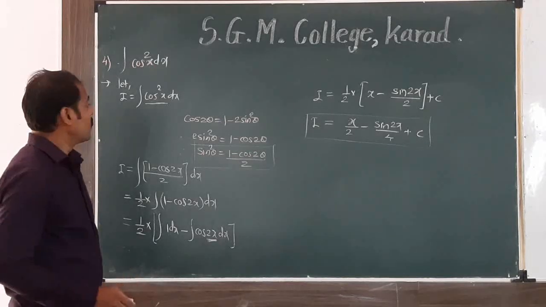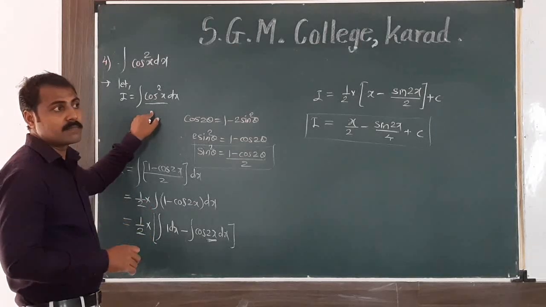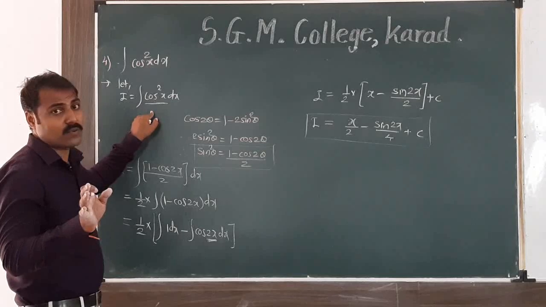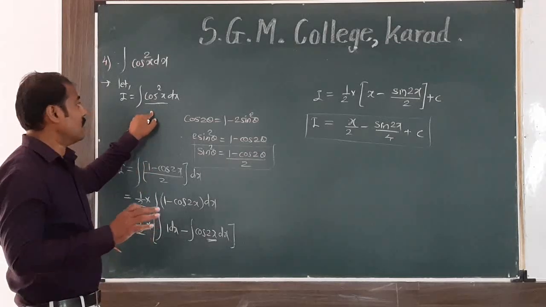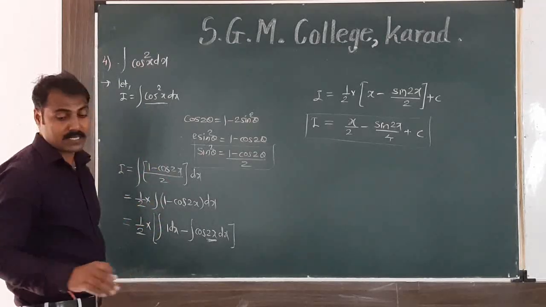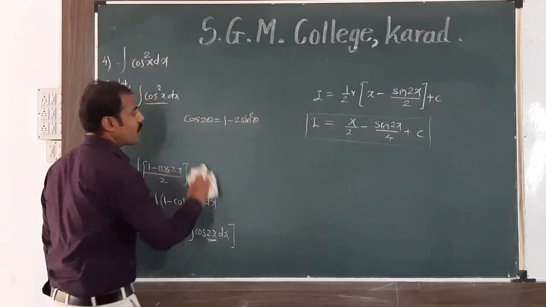Now, in which formula is there a term of cos square x? Yes, in the fundamental identity. We can't use the fundamental identity here, I have explained in the previous example. In which other formula is there a term of cos square x? Yes, we know that.